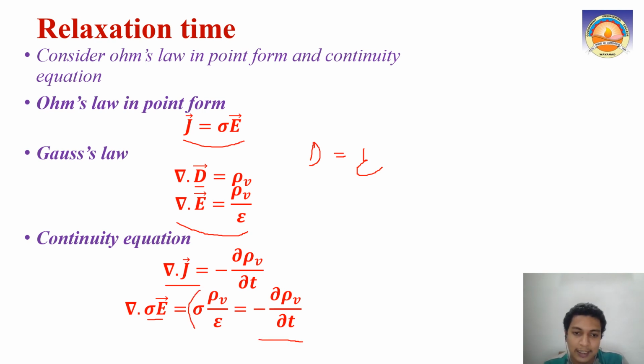Now the in-between part, sigma rho V by epsilon, comes from Gauss's law. Since del dot E is rho V by epsilon, if I multiply by sigma, since it is a constant it can be taken inside, and it becomes del dot sigma E. Similarly, on the right-hand side, rho V by epsilon, I also have to put one extra sigma. So del dot sigma E will be equal to minus dou rho V by dou t, which will also be equal to sigma times rho V by epsilon. Since we are just multiplying the conductivity here, it becomes sigma rho V by epsilon. Clear?